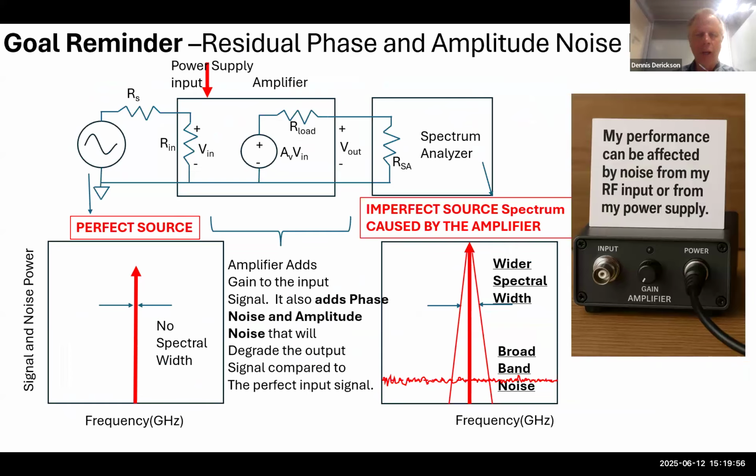Let's remind ourselves what we're trying to do right here. We're trying to characterize how much damage this resistor does to a perfect oscillator, and we're going to measure that in a spectrum analyzer. We want to find out how much my performance can be affected by noise from the input source right here, or we could have noise sources coming in from the power supply too. All those could contribute to degradation of the signal in this amplifier.